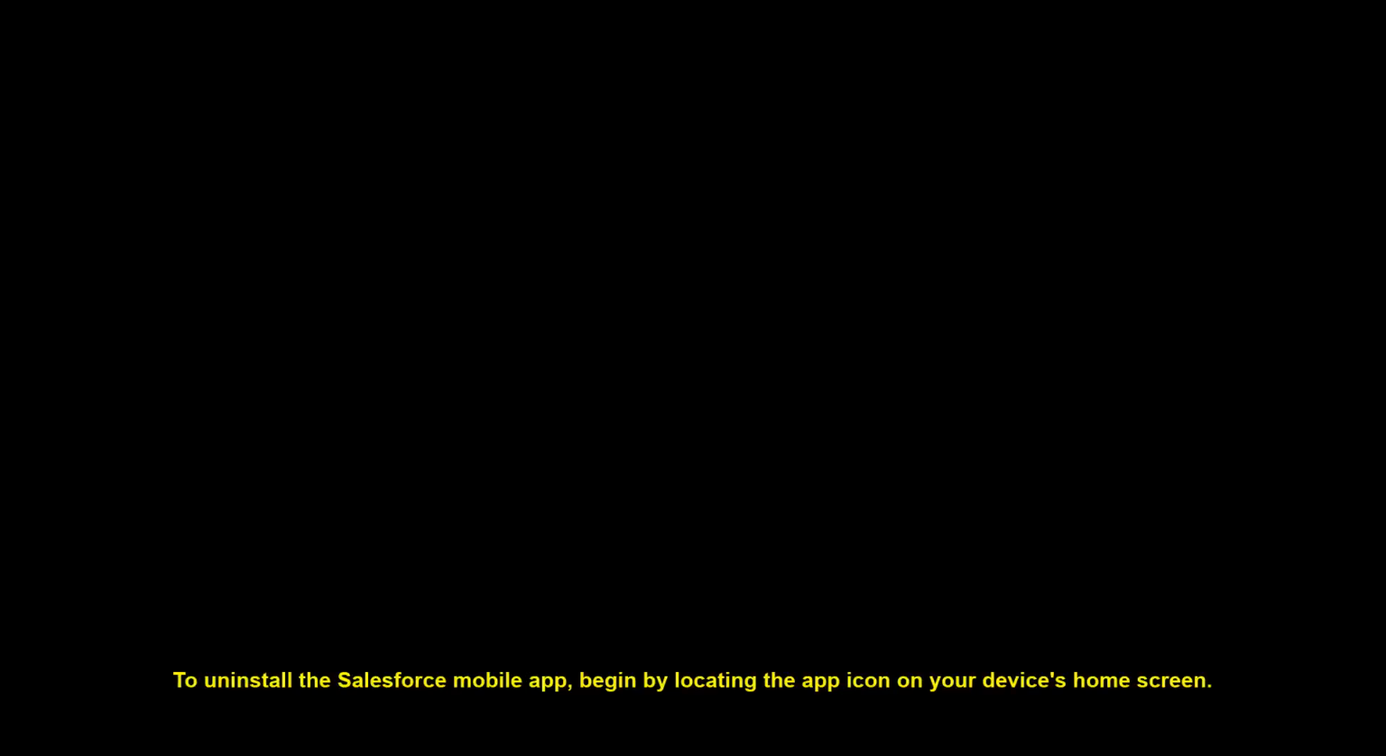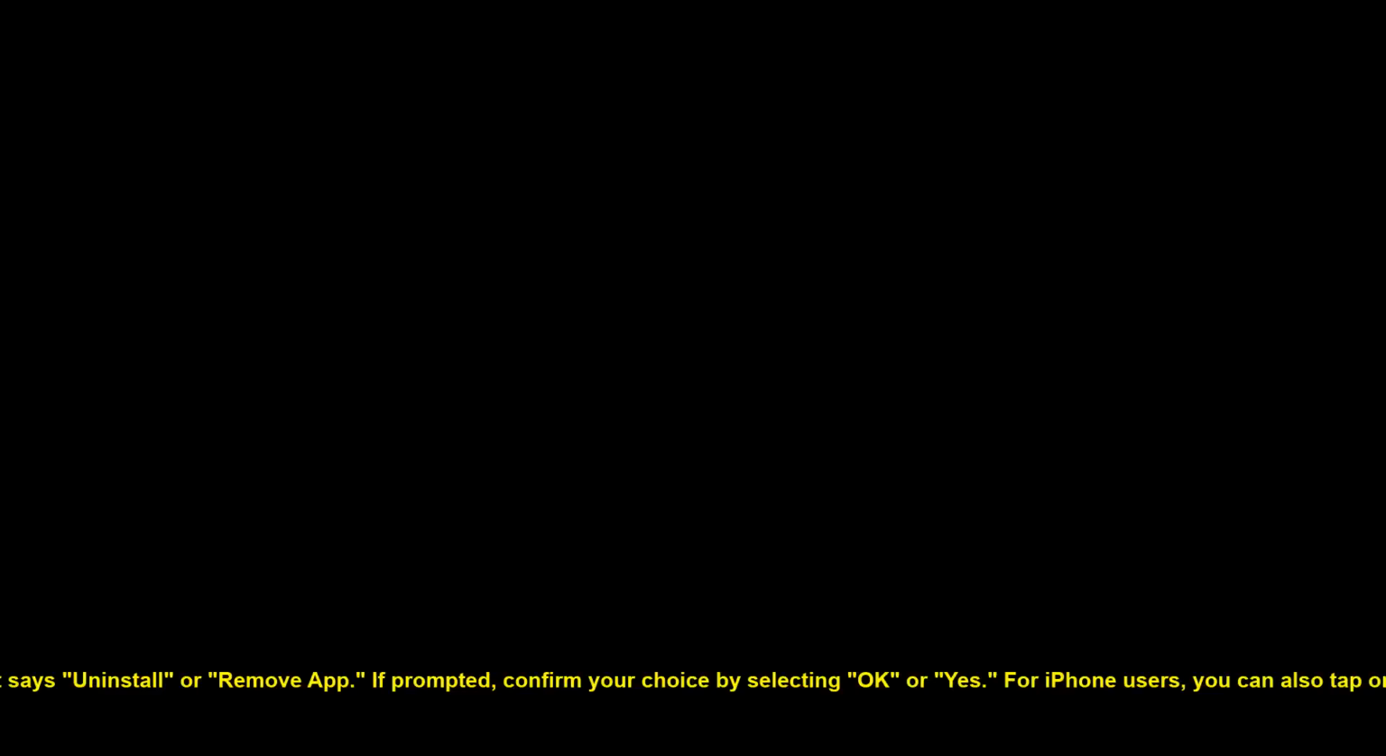To uninstall the Salesforce mobile app, begin by locating the app icon on your device's home screen. Tap and hold the Salesforce app icon until a menu appears. From the menu, select the option that says uninstall or remove app if prompted. Confirm your choice by selecting OK or Yes.